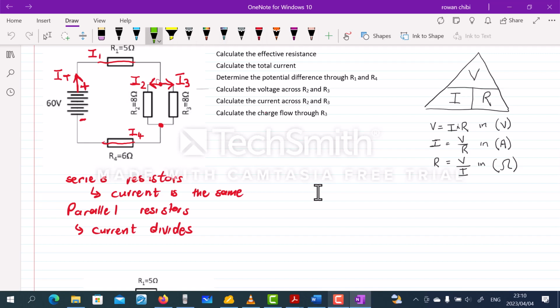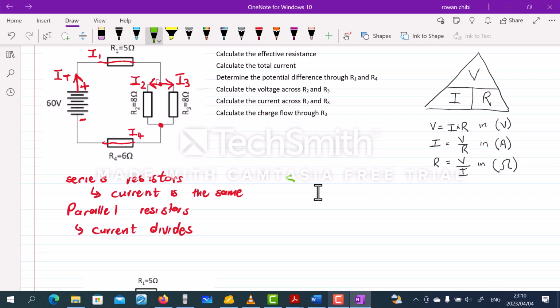And then let's look at the voltage now. The battery produces 60 volts. Resistor 1 will receive a certain amount of the voltage, and resistor 4 will receive a certain amount of the voltage, and then these two resistors in parallel will receive the same voltage. You will see when you do the calculations.